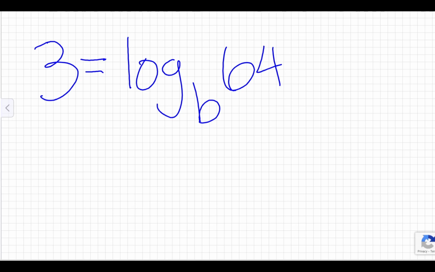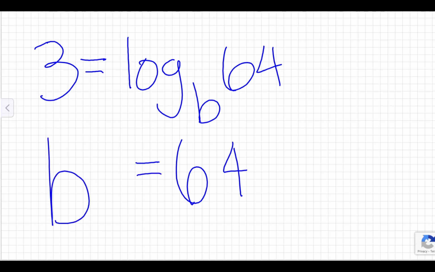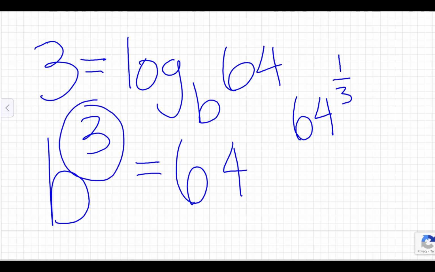So when we rewrite this, we know that 64 is the answer, so we set it equal to the side. We put b, and 3 is the exponent, so we raise b to the power of 3. So what can we do here? Remember, if you want to go in reverse, we would raise this to the power of 1/3, because we're raising the original to the power of 3, so we reverse it to work our way back to the original number.